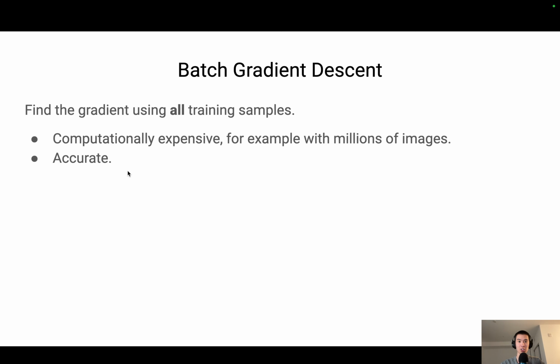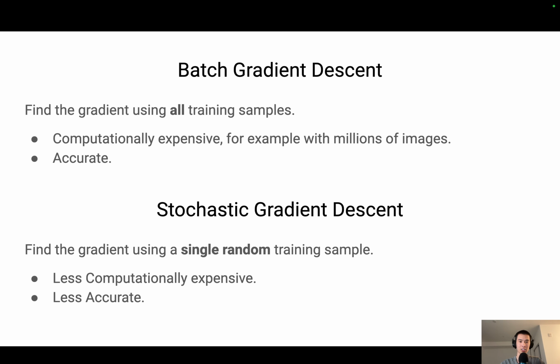Now, what is the other end of the coin, or the other extreme? It would be stochastic gradient descent, where you find the gradient using a single random training sample. As you can guess, instead of using perhaps up to millions of images, we just use a single random image or training sample. So it's less computationally expensive, but also less accurate.